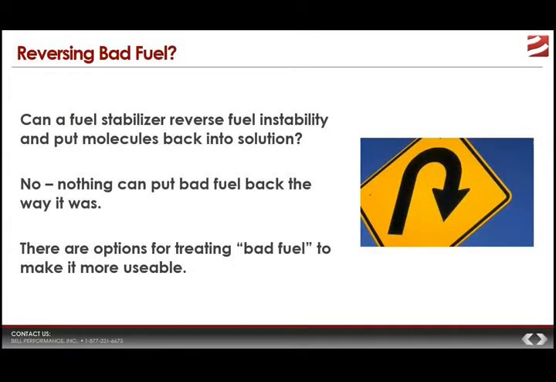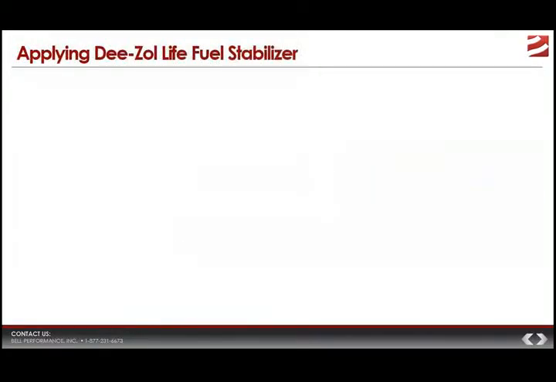Now, there are some options for using bad fuel. There's cetane. You can do cetane improvers. You can use a combustion catalyst, but how effective those are going to be depends on how bad that fuel is. And a lot of the times, if it's really bad, there's going to be no way to use it short of maybe doing some fuel polishing to get some of those asphaltenes out, or even just having to dispose of it, which is what you really want to prevent in the first place.